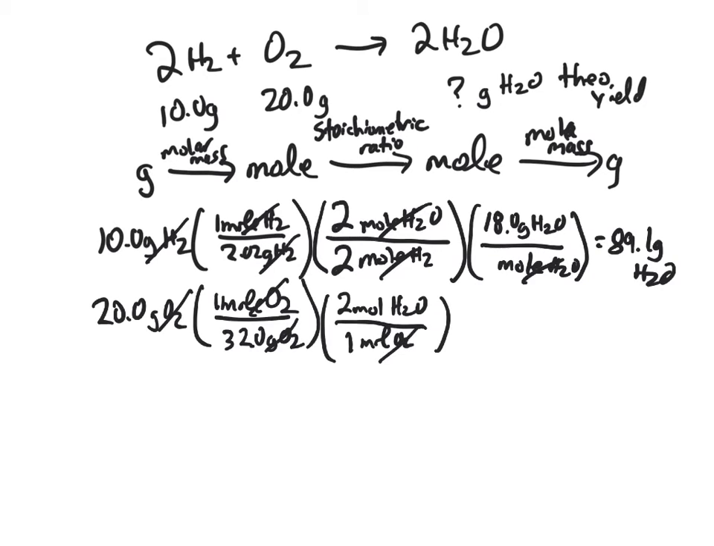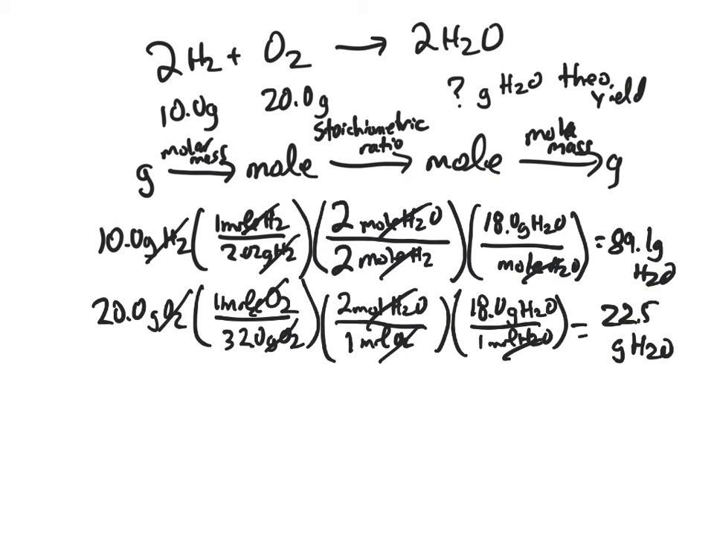Now moles oxygen cancels. We're left with moles water, but we want to get that to a mass of water. So 18 grams of water is the same as 1 mole of water. Moles water cancels, and we're left with grams of H2O once again. So 20 divided by 32 times 2 times 18 will be 22.5 grams of water.